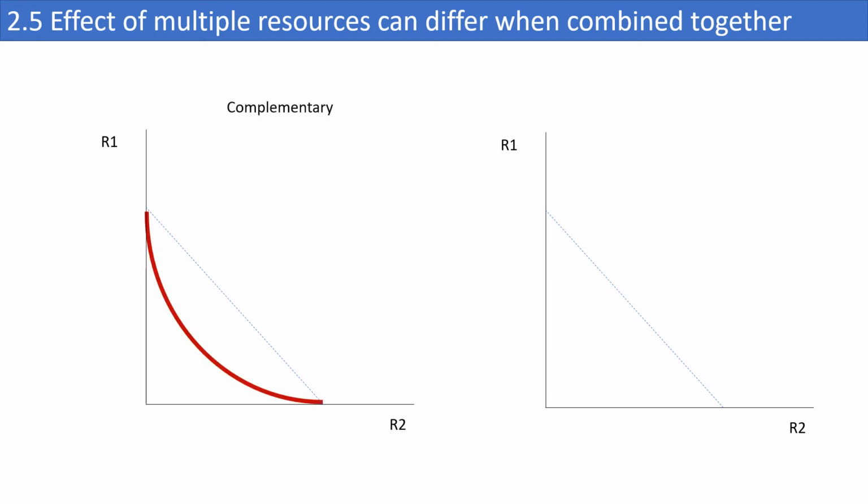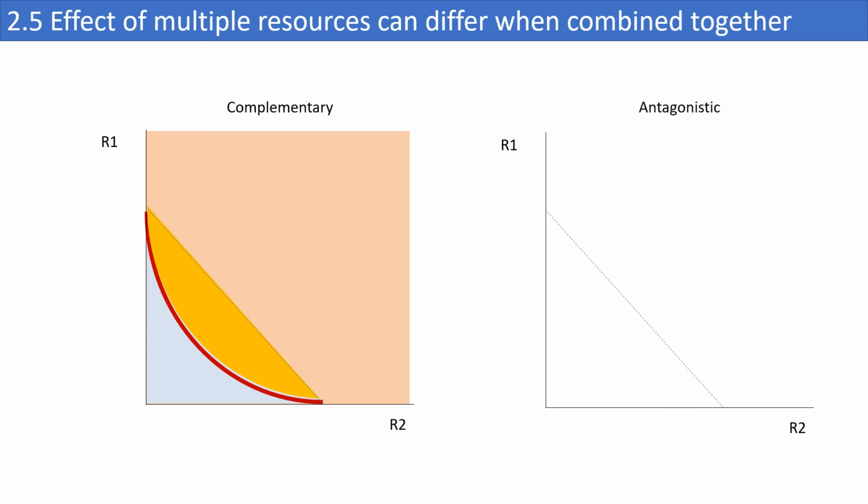Complementary resources have positive synergistic interaction. When the species uses both of them, its growth rate is accelerated compared to when it uses only one of them. This is shown by the concave curve. If you compare it to strictly substitutable resources that have a linear relationship, you see that there is a whole range of resource combinations for which the plants grow better if the resources are complementary.